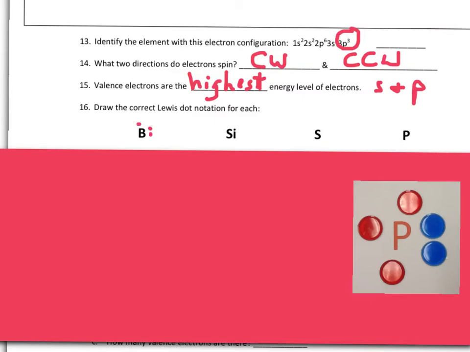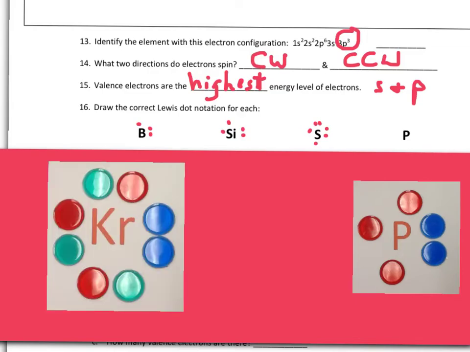Boron has 3 valence electrons. Silicon has 4 valence electrons. Sulfur has 6 valence electrons, 2 in the s suborbital and 4 in the p suborbital. It's the 4th element over in the p block. And then we've seen phosphorus before. We know that it has 5 valence electrons. If any of these were noble gases, such as krypton, they would have a complete octet of valence electrons, a full set of 8, the 2 s electrons, and all 6 of the p electrons, 3 clockwise and 3 counterclockwise.